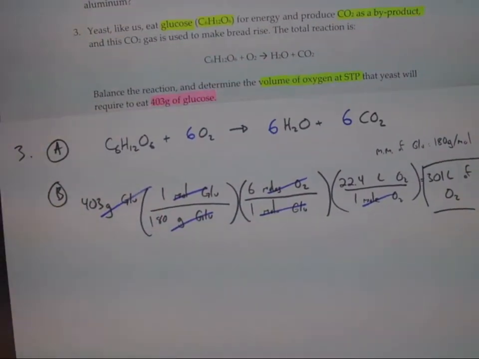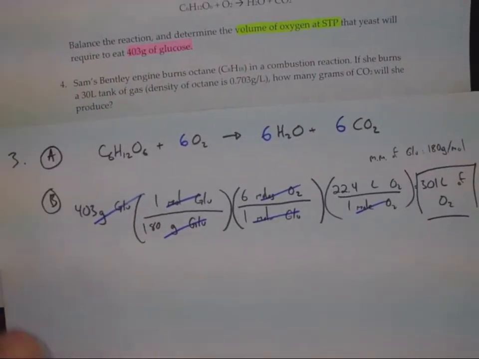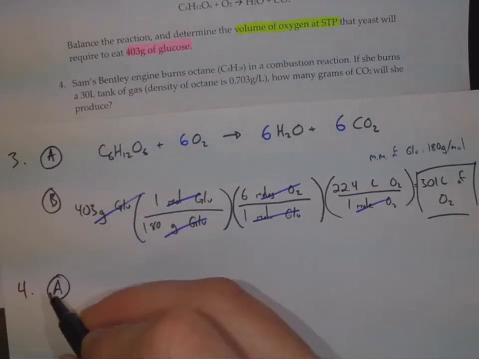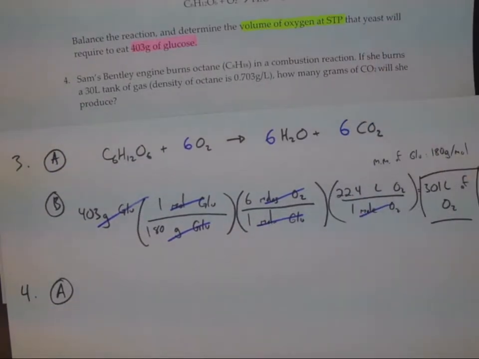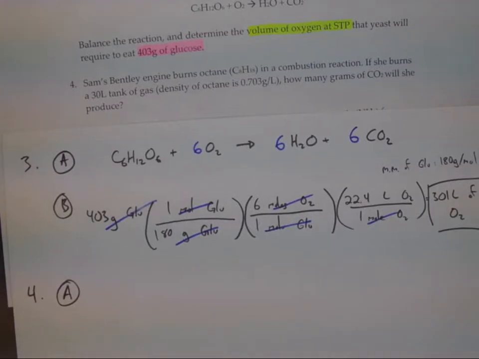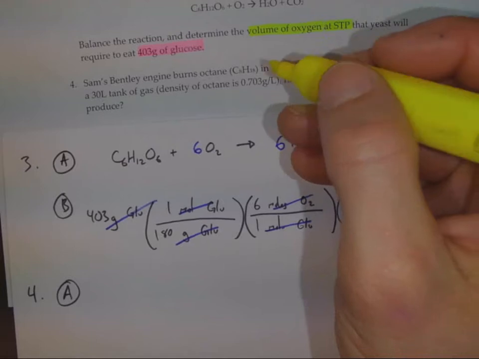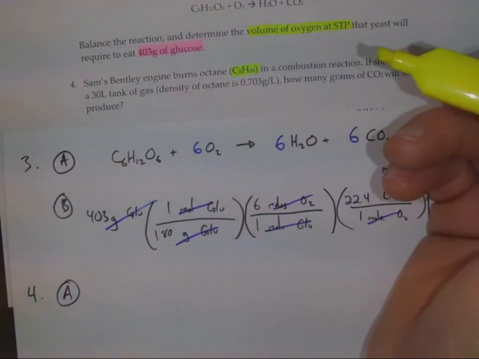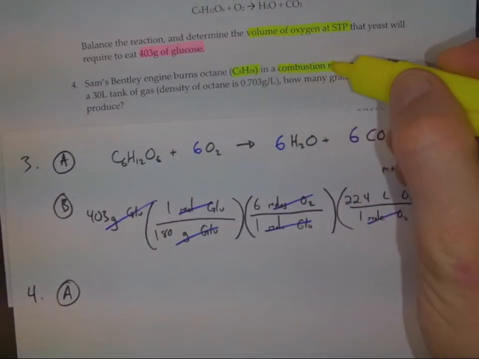So moving on, got another question here. This one is also similar in some ways, and different in others. Question 4A, we need a balanced reaction. Before we do that, notice we're not actually given a reaction for question 4. So we're going to read it carefully and see if we get any clues so we can use those to write our reaction ourselves. So we've got Sam's Bentley, and her engine burns octane, which is fancy. And it burns it in a combustion reaction.